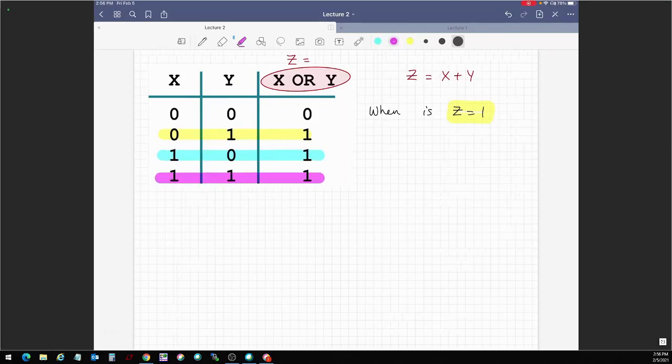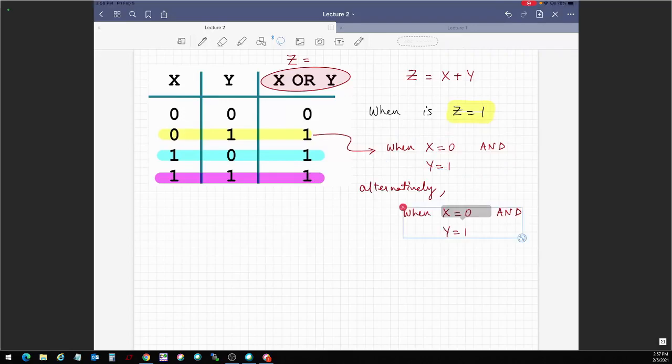So there are 3 places where Z is 1, and the first place is when X equals 0 and Y equals 1. That's the first time it happens. Alternatively, you can say, copy, paste, Z equals 1 when X complement equals 1 and Y equals 1. Right. This is the same thing as this, right? X equals 0 means X complement equals 1.